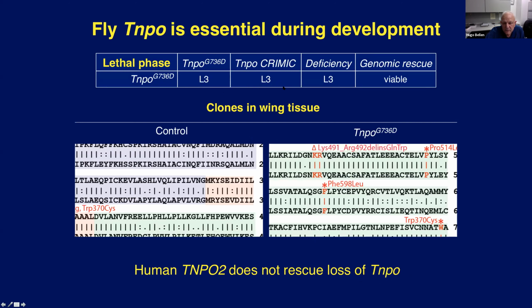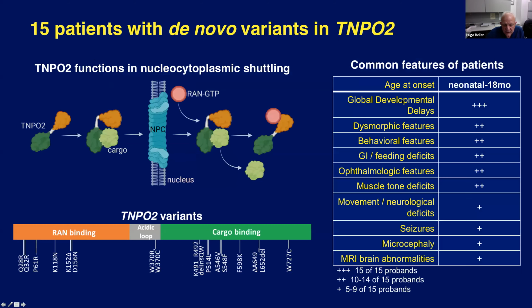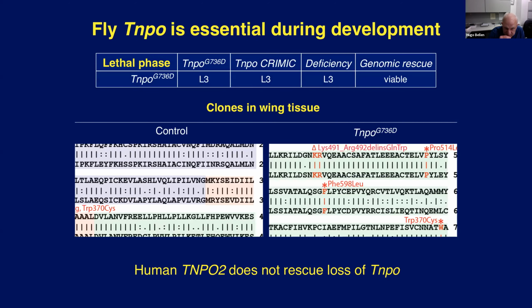And we found that there was a similar loss of function with similar phenotypes when we induced a CRIMIC allele or looked at a deficiency. And all of these mutations could be rescued with a genomic rescue. So we induced clones in the wing, and the clones that we induced in the wing caused a blistering phenotype, a pretty obvious phenotype.